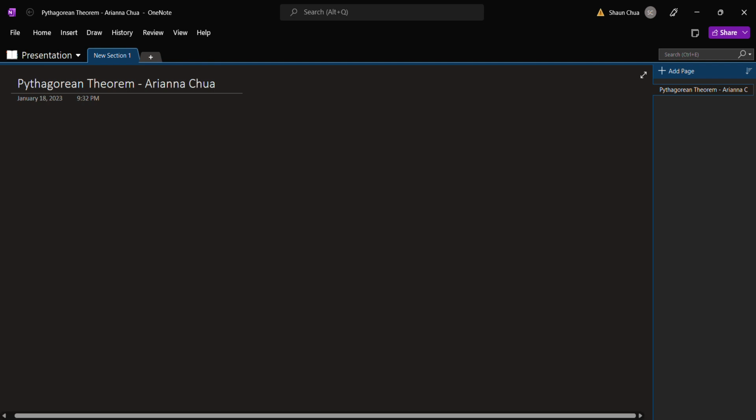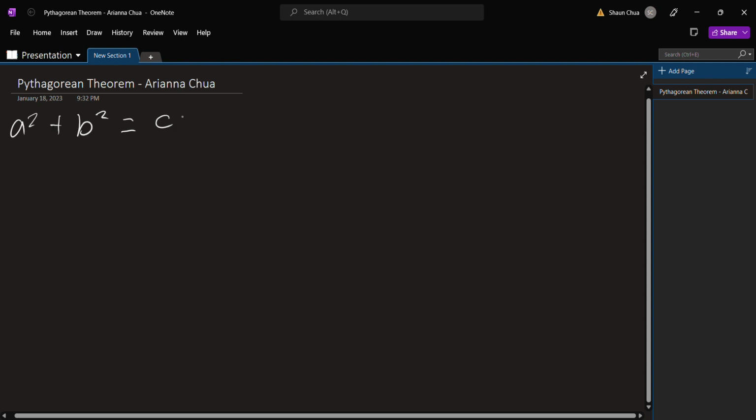So, as it is stated, the Pythagorean theorem is a squared plus b squared equals c squared, which means that the sum of the squares of the two smaller sides, a and b, is equal to the square of the hypotenuse c. What this really means is that in a right-angled triangle, which can be indicated by a 90 degree angle or a square marker, we will be able to find c, the hypotenuse, which can be identified as the longest side of the triangle or the side opposite the square marker.